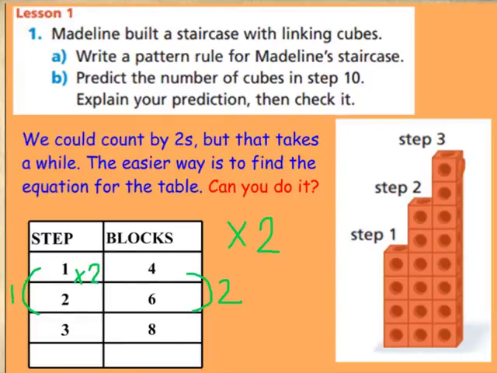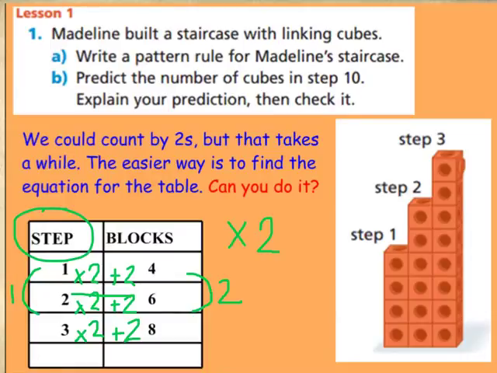1 times 2 is 2, plus 2 is 4. 2 times 2 is 4, plus 2 is 6. 3 times 2 is 6, plus 2 is 8. So the pattern rule for this table is that you take the steps, you go times 2 plus 2, and it tells you how many blocks to use.